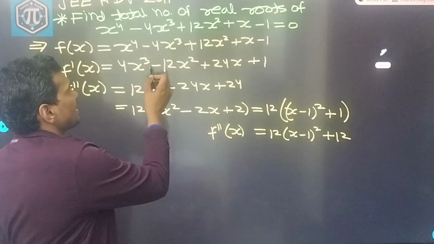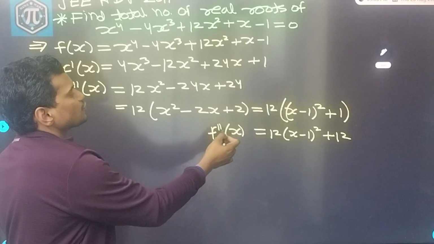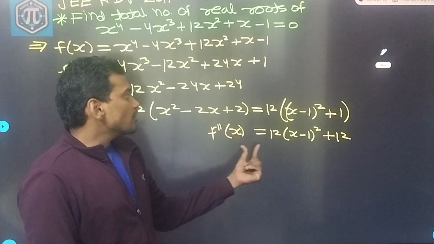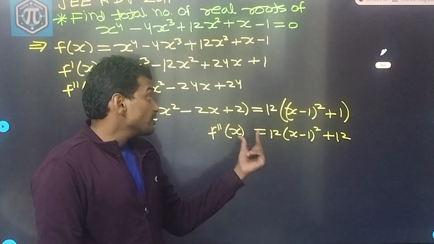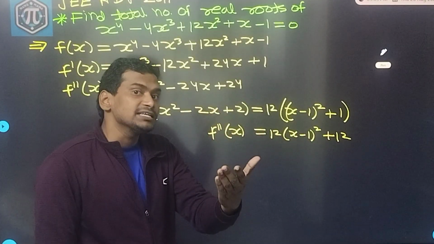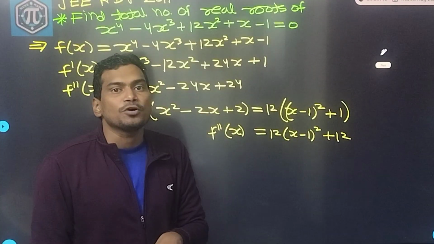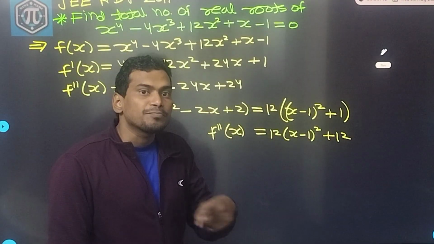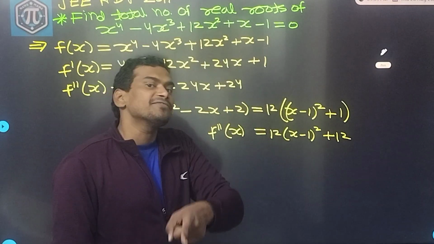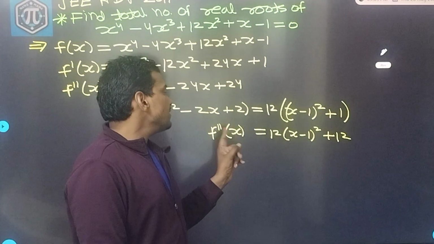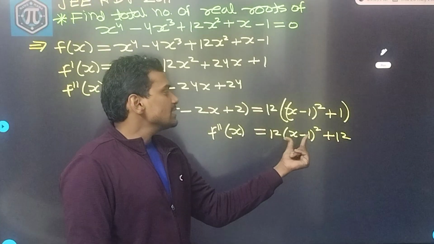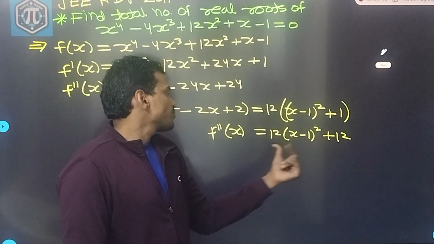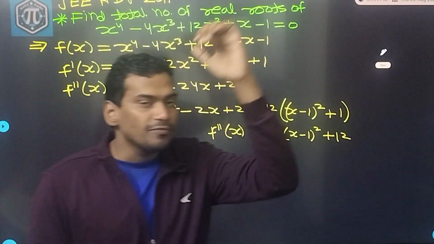Dy by dx we have calculated, d square y by dx square is this. From here we can see second order derivative is always positive. If f dash x is positive, f x is increasing. And if f double dash x is positive always, then we will say f dash x is increasing. You can see perfect square minimum value is 0, so this whole is always positive. So f double dash of x is always positive.